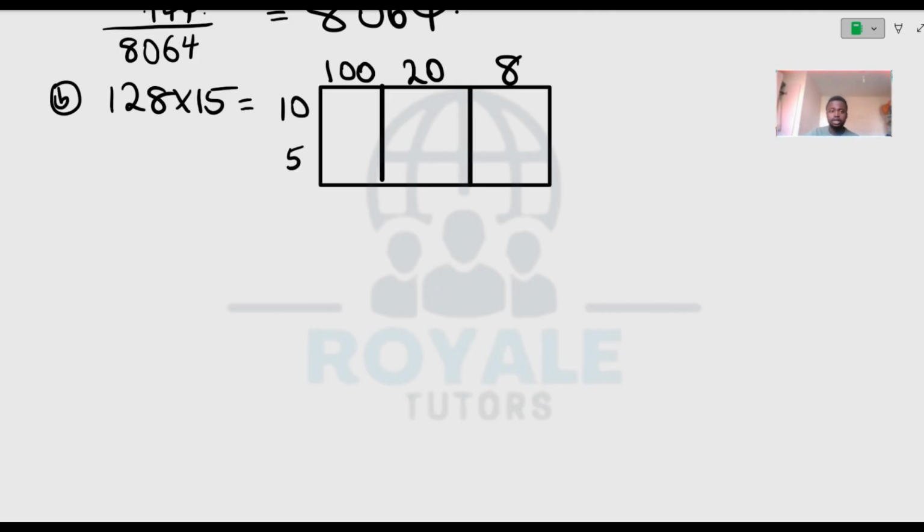So we do the multiplication. 10 times 100 is 1,000. That is 1 times 1, and you put 3 zeros. 10 times 20, that's 1 times 2, 2, and you put 2 zeros. 10 times 8, that is 80. Then you do 5 times 100, that is 500. 5 times 20, that's 5 times 2 is 10. Then you put a 0 at the back. 5 times 8 is 40.